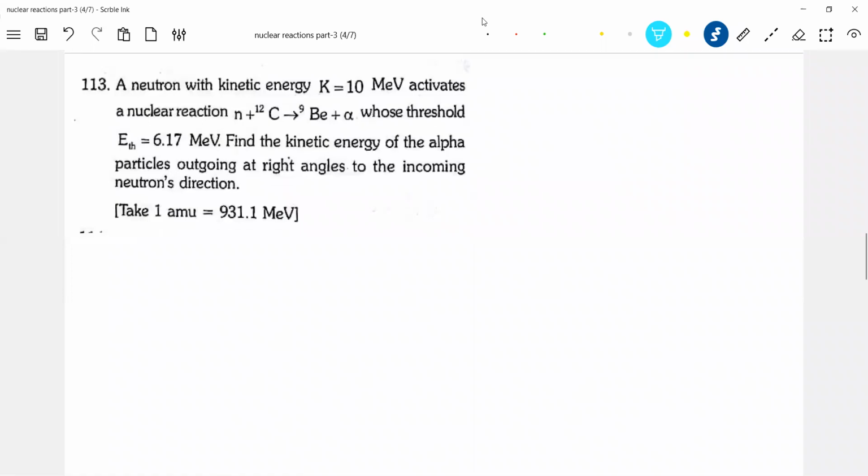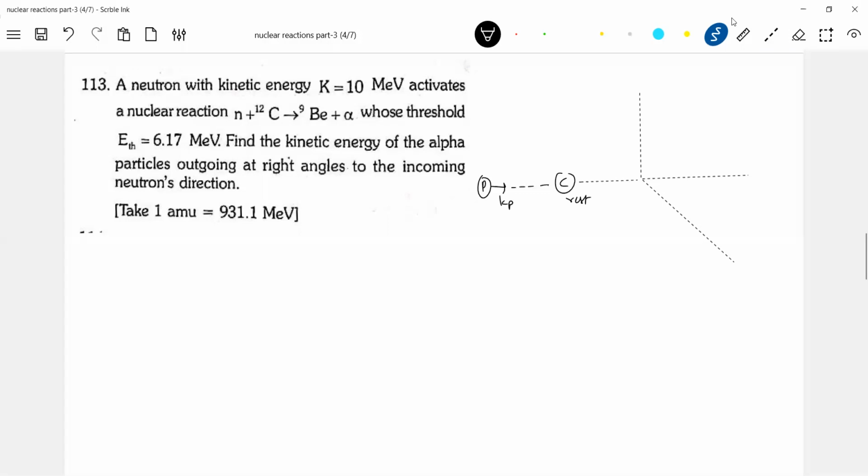So there's a neutron, carbon 12, and beryllium, and this alpha particle. This much is the information we have. Find the kinetic energy of the alpha particle outgoing at right angles to the incoming neutron's direction. What is actually happening here? Carbon is at rest. Proton is incident with certain kinetic energy.